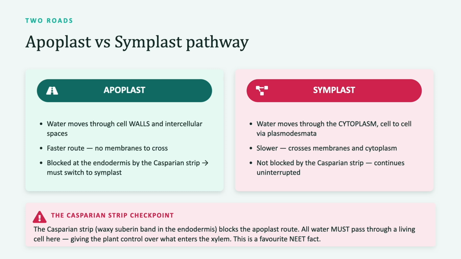Here is the critical exam point. At the endodermis, there is a waxy band of suberin called the Casparian strip. It blocks the apoplast route completely, so all the water is forced to switch to the symplast and pass through a living cell. This is the plant checkpoint. It decides what ions and molecules are allowed into the xylem. If a question asks about the Casparian strip, remember it forces apoplast water into the symplast at the endodermis.